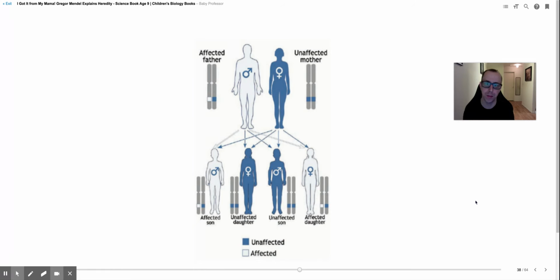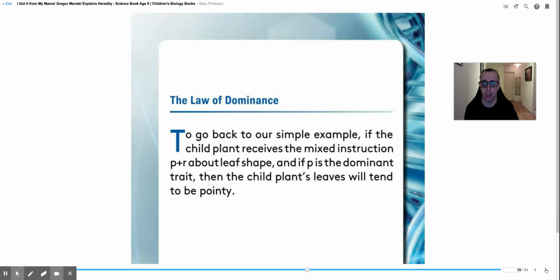So if there's a father that is affected with a genetic disorder and there's a mother that is unaffected by a genetic disorder, then if you look here, you could have different combinations. You could have a son that is affected, or a son that is not affected. You could have a daughter that's not affected, but you could also have a daughter that is affected. So genetic disorders can be genetic as well, certain types of diseases and disabilities too.